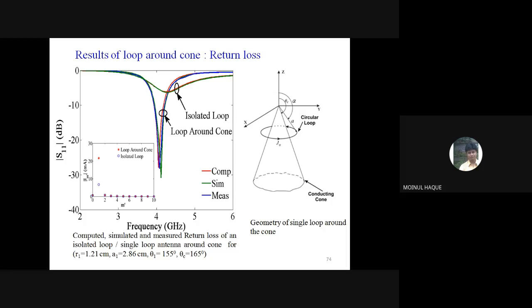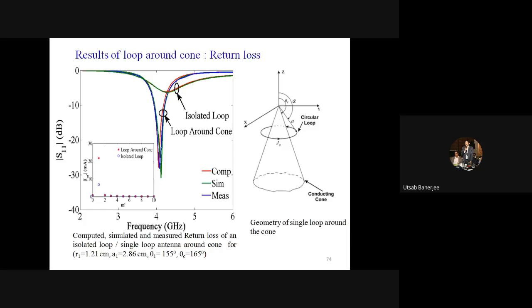Suppose your desired frequency f is 2.45 gigahertz. From there you calculate the lambda, lambda equals c by f. From lambda you calculate lambda g. What is lambda g? It is the guided wavelength, equal to lambda divided by the square root of epsilon, the effective permittivity. So you get the lambda g value. Now lambda g by 2 will give you the slot length.